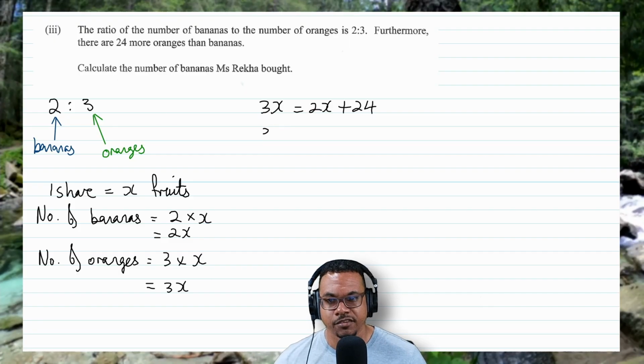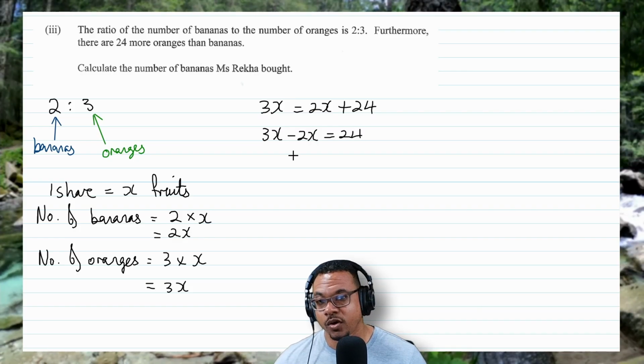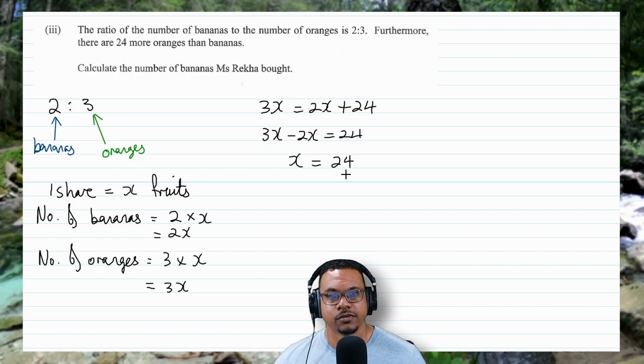So we'll have the 3X here, and transfer across the 2X, which will turn to negative 2X. So 3X take away 2X is just 1X, which is just X, and that's equal to 24. Remember X is the number of fruits for 1 share, so 1 share is equal to 24 fruits.